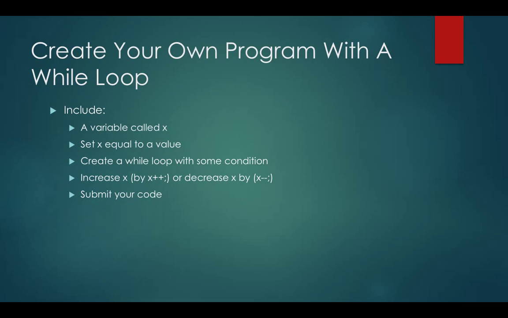So now I would like you to create your own program with a while loop. Include a variable, call it x, set x to a value. Let's make x a double this time, with a decimal, so 1.0, 1.1, those types of numbers. Then create a while loop with some kind of condition, and you can increment it by x plus plus or decrease it by x minus minus, your choice. But have a condition and submit your code at the end of the lecture. Alright, so pause the video and you can do that now.